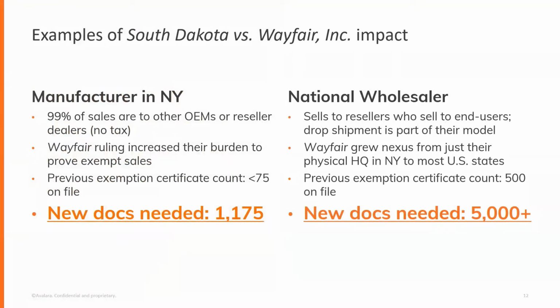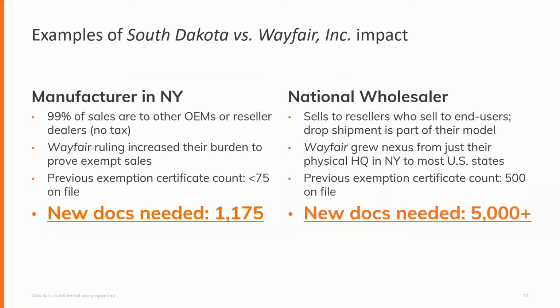So these are just a couple of examples of clients that we've worked with in the past and how economic nexus has impacted them, even though they weren't selling to direct users. A manufacturer in New York went from being compliant with fewer than 75 certificates on file to all of a sudden needing over 1,000 certificates to prove they were doing things correctly. 99% of what they were selling was untaxed, but all of those documents were not necessarily managed correctly, and they needed so many documents that this really changed how they needed to work to stay in compliance.